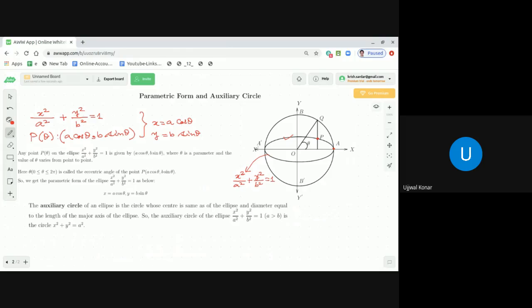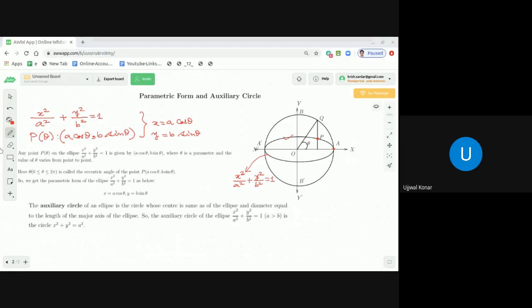So then what will be the radius of the auxiliary circle? The equation of the auxiliary circle will be x square plus y square equal to a square, because the origin is the center of the ellipse. So the origin should also be the center of the corresponding auxiliary circle. So if the equation of the ellipse is x square by a square plus y square by b square equal to 1, in which a is greater than b, then we get the equation of the corresponding auxiliary circle as x square plus y square equal to a square.